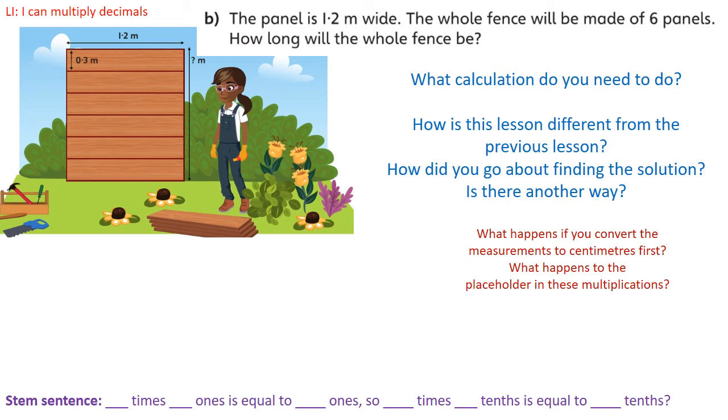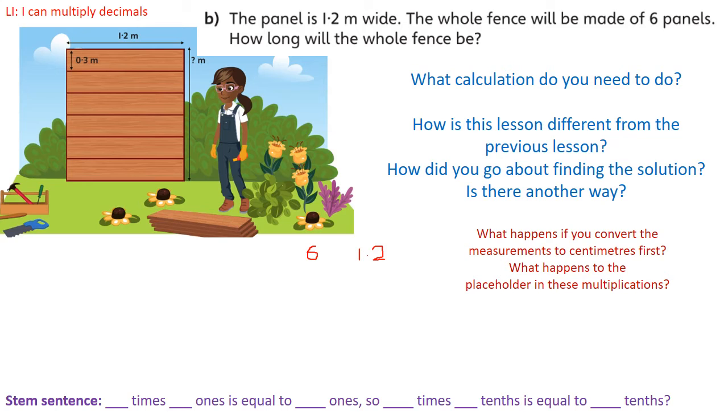So the next part of our question is the panel is 1.2 meters wide. The whole fence is made up of 6 panels. How long will the fence be? So what do we know? We know that each panel is 1.2, and we know that we've got 6 of them.